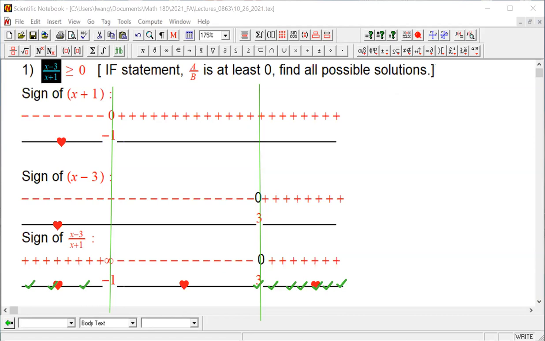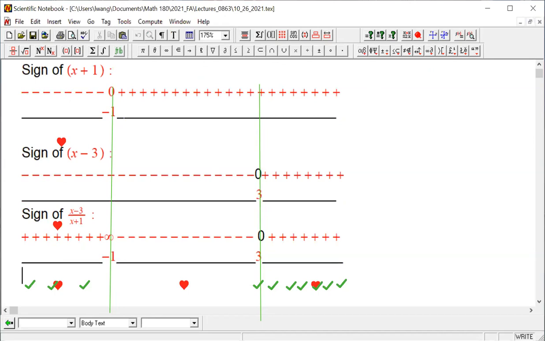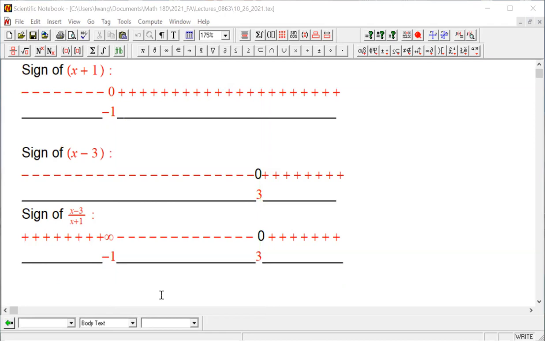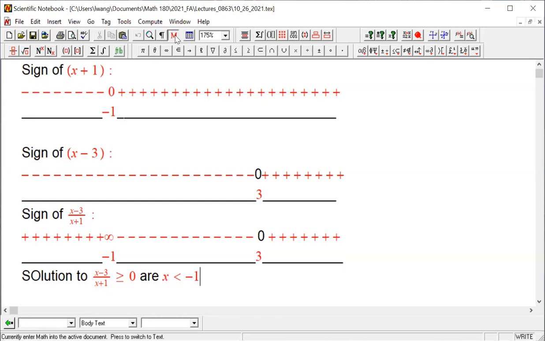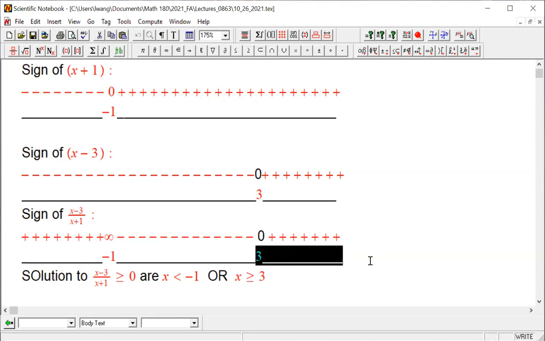So finally, what is the solution? The solution to the quotient greater than or equal to 0 is x less than -1 or x larger than or equal to 3. So these two pieces.